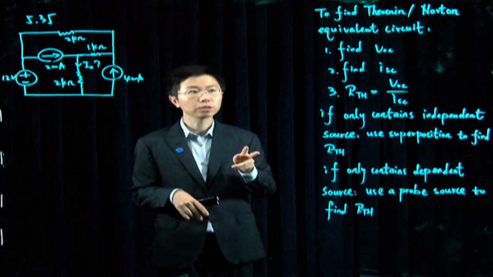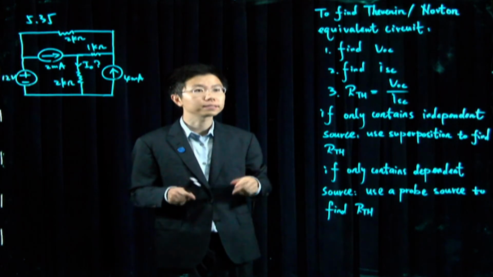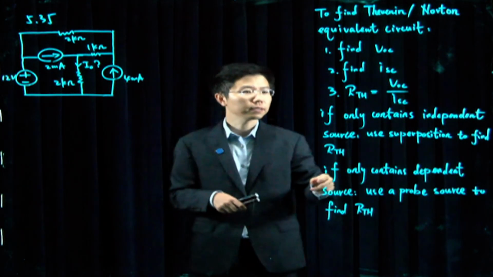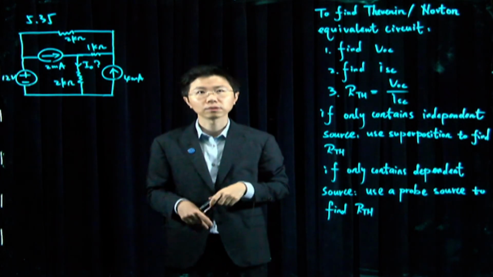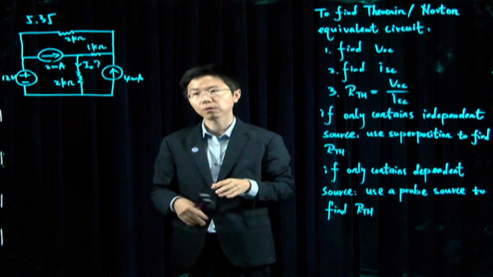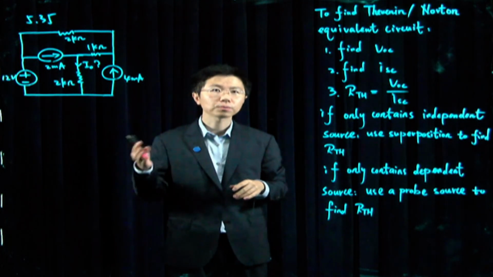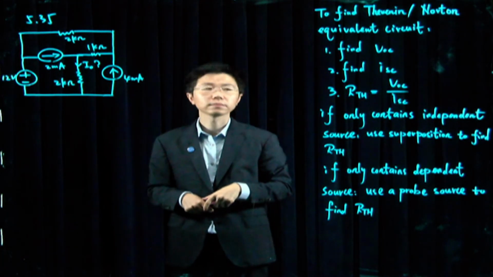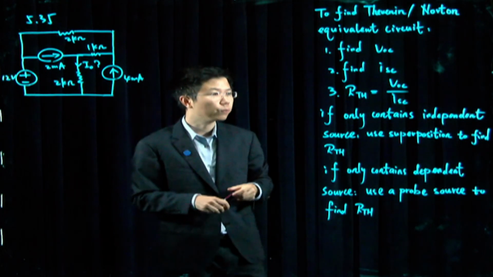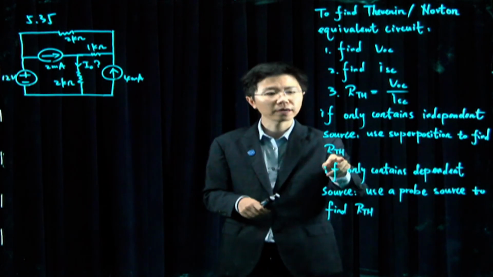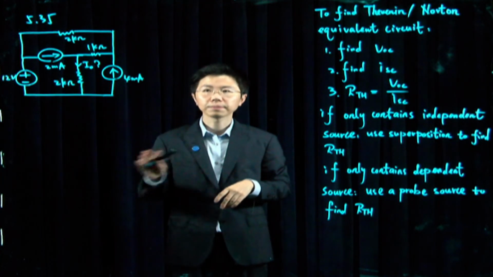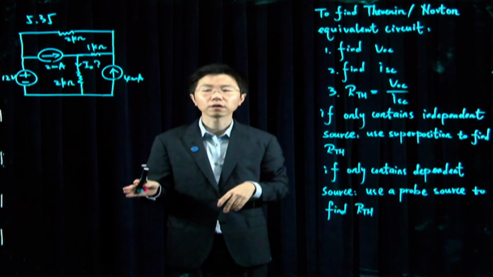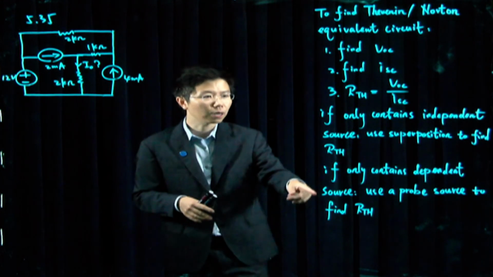There are two additional notes when applying this theorem. Firstly, if the circuit only contains independent sources, just as we've seen from the previous example, we can apply superposition to simplify our discussion. Specifically, we can use superposition to find RTH directly. That is, set the independent sources to 0, and the remaining resistance will be the RTH you're looking for.